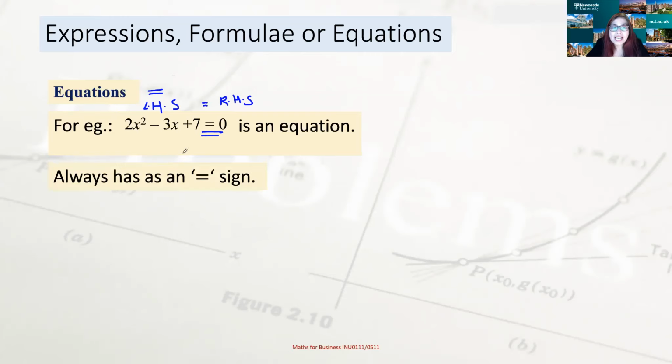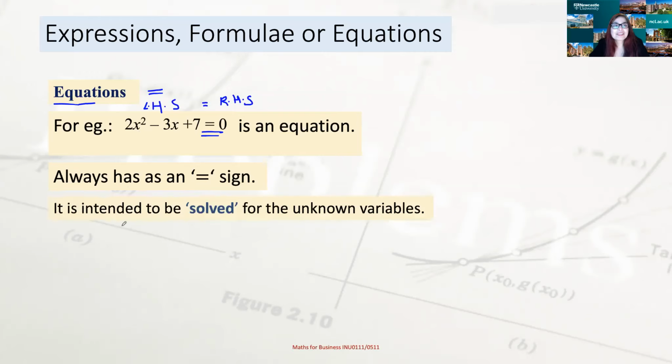An equation always has an equal to sign. And do you remember what this equation is called? The highest order is 2. The highest power is 2. So the equation is a quadratic equation. Yes, this is a quadratic equation.